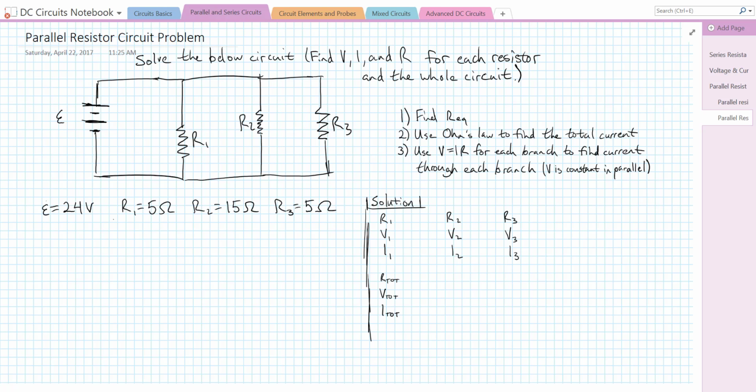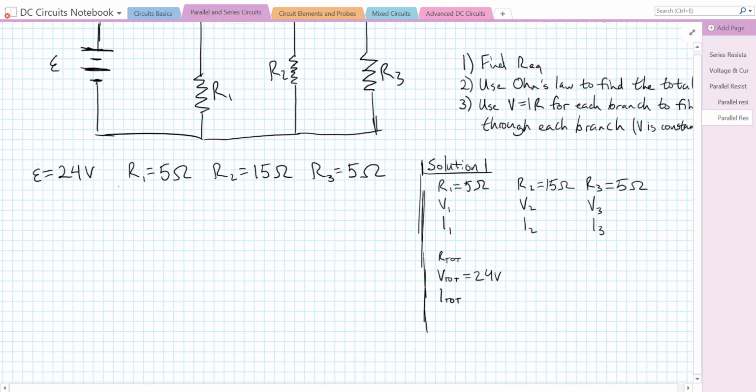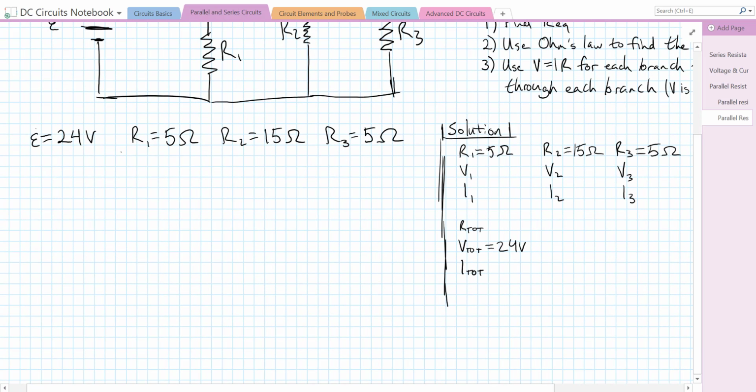Before we do that, I'm going to fill in our givens. We're given the EMF is 24 volts, so that is our total voltage, 24 volts. R1 is 5 ohms. R2 is 15 ohms. And R3 is 5 ohms as well. So let's just go through step one. We're going to find the total equivalent resistance. I'm going to zoom in a little here.